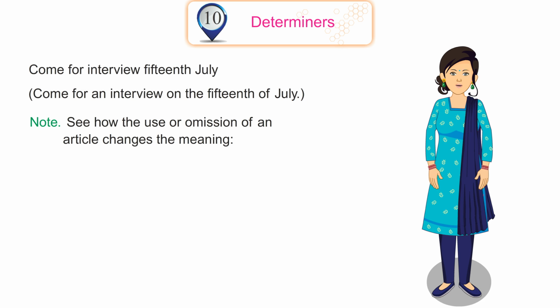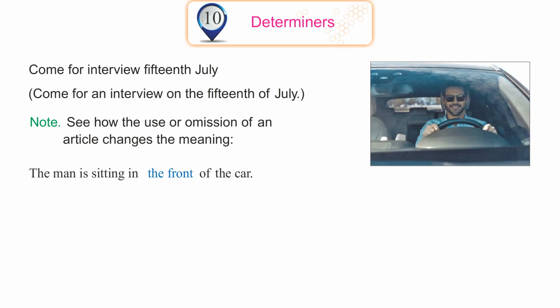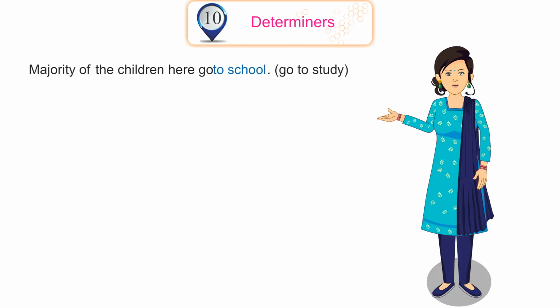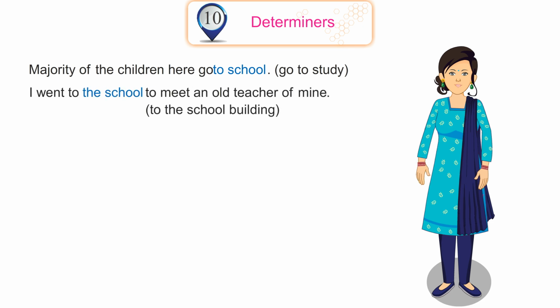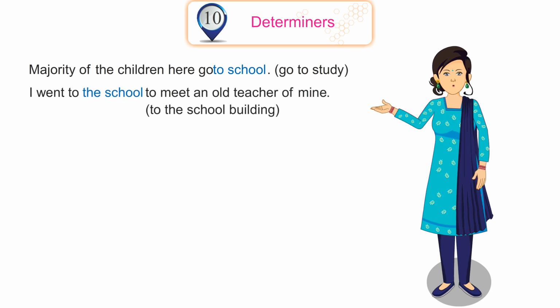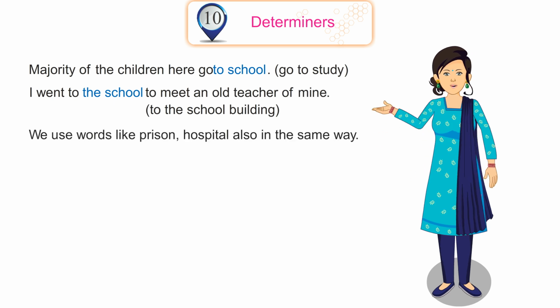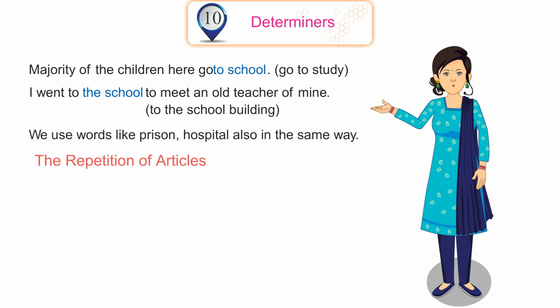Note how the omission of an article changes the meaning. The man is sitting in the front of the car. The man is sitting in front of the car. Majority of the children here go to school, to study. I went to the school to meet an old teacher of mine, to the school building. We use words like prison and hospital also in the same way.